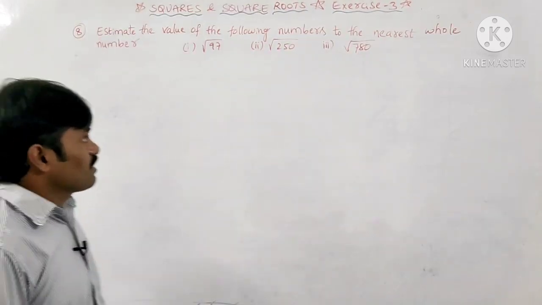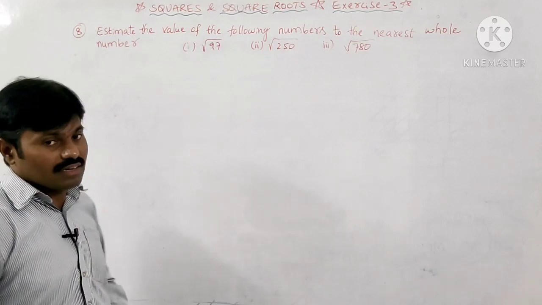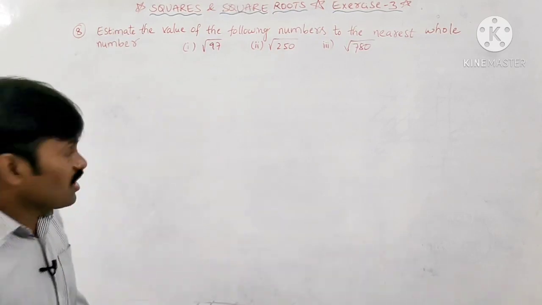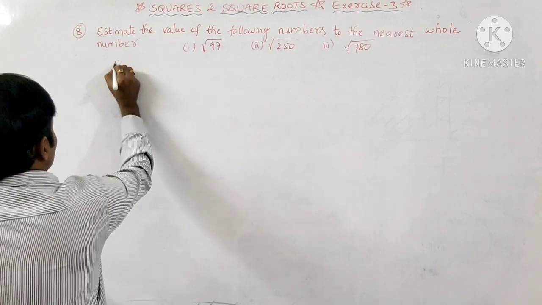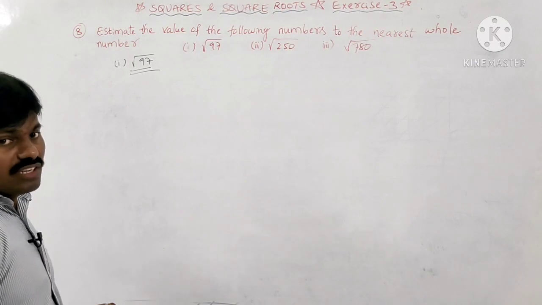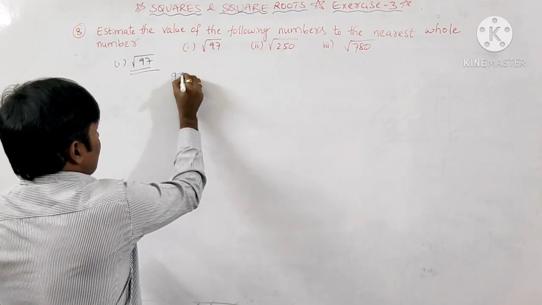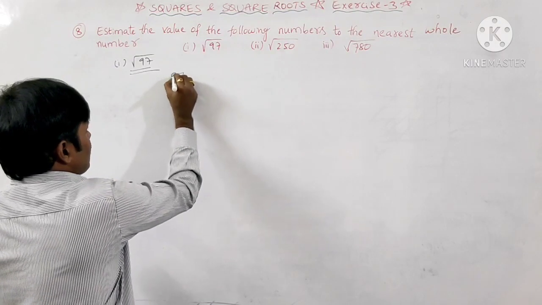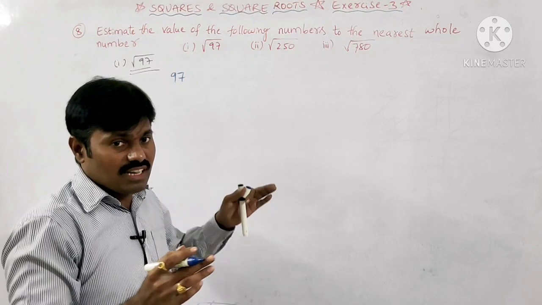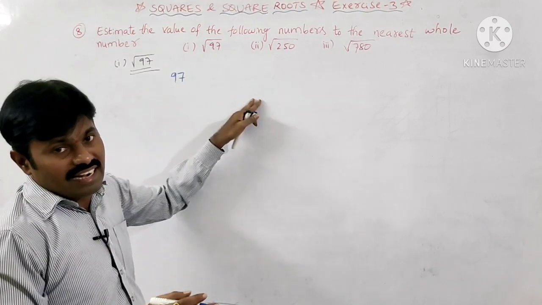Now come to the point. The question is: estimate the value of the following numbers to the nearest whole number. So let us discuss the first one, that is the square root of 97. You have to estimate the square root of 97 here. If you observe, 97 lies between which perfect squares, one less than 97 and one more than 97?